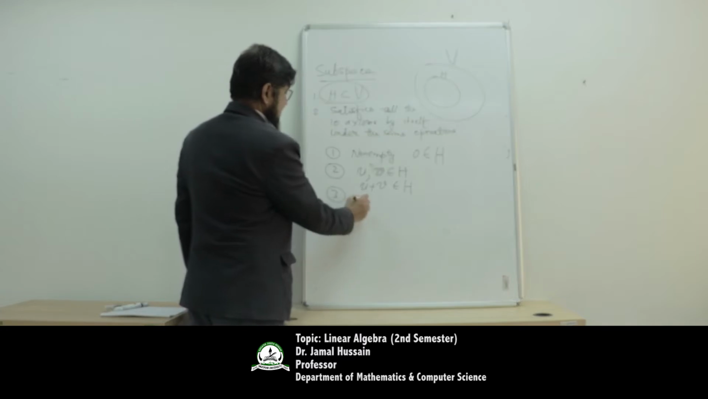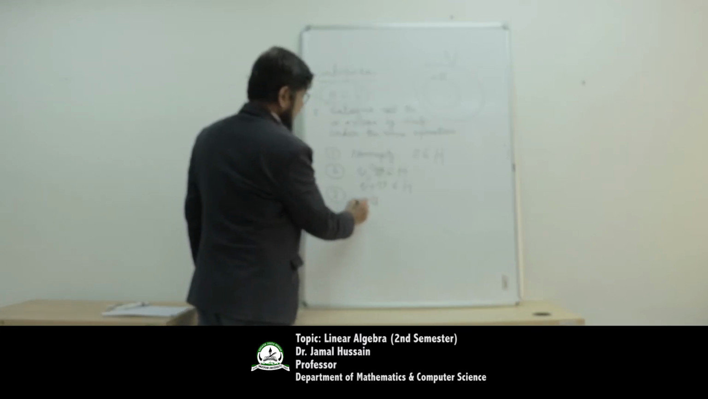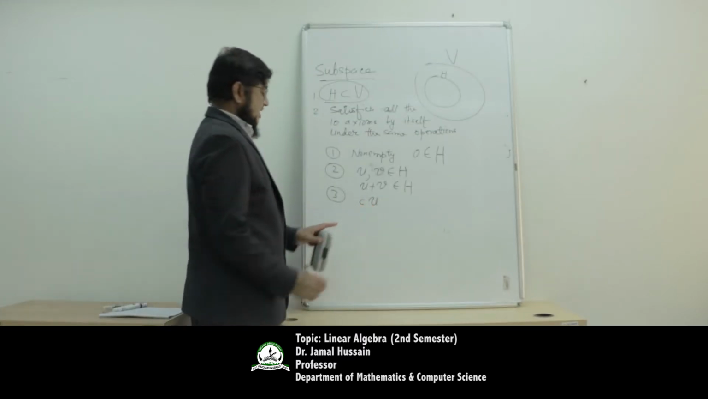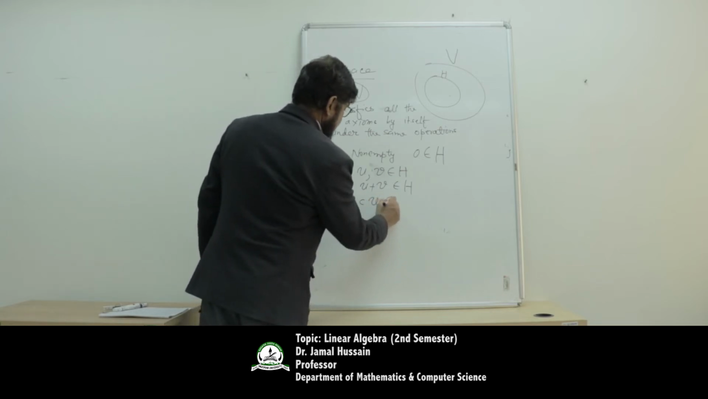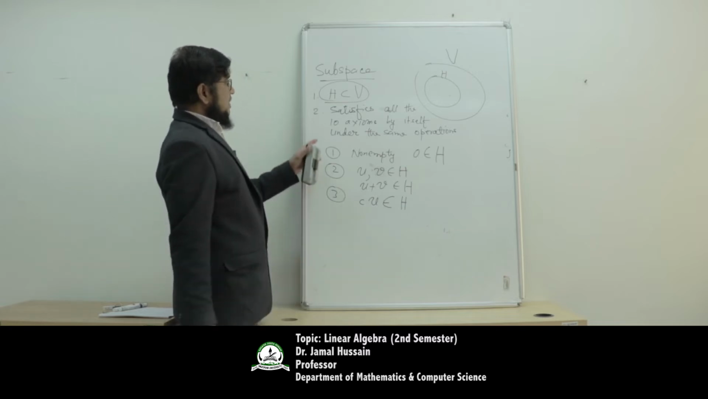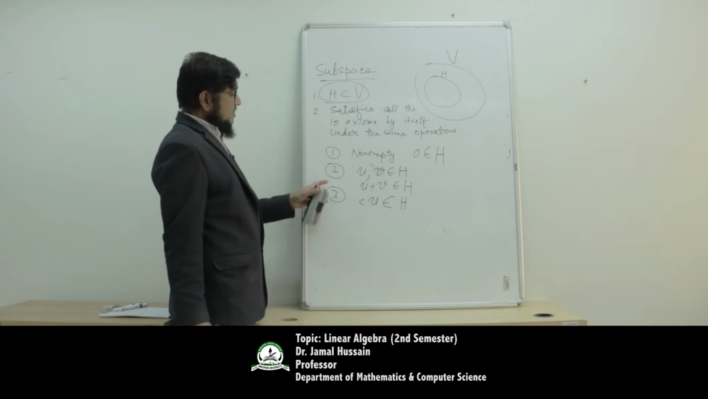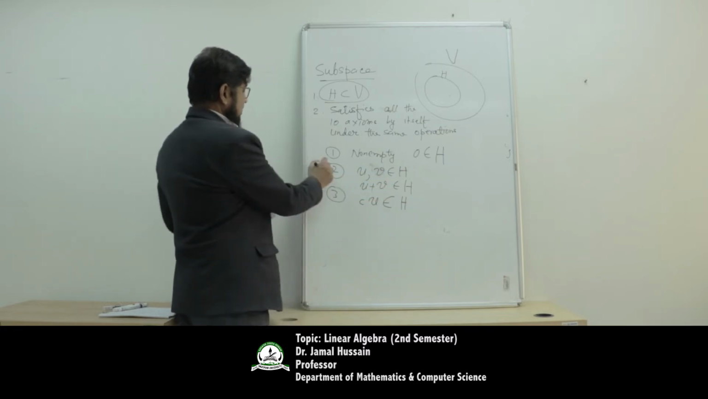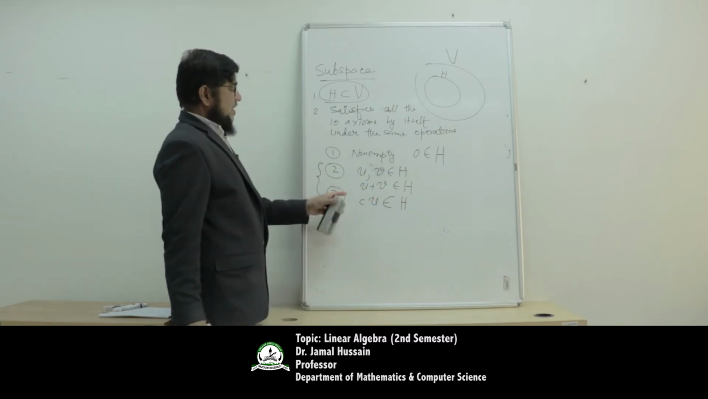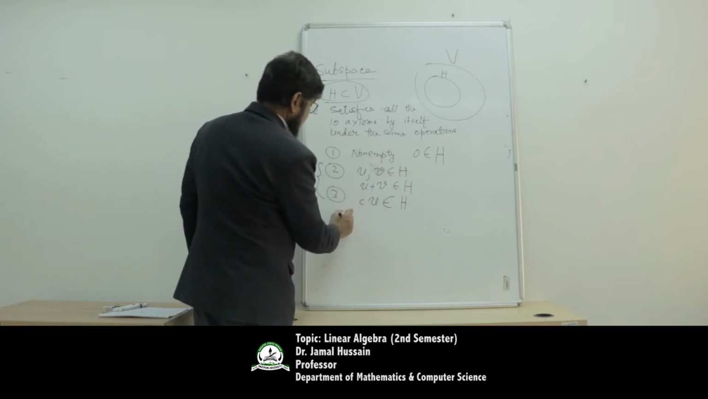And number three, scalar multiplication. If I multiply any vector by a scalar, then this also must belong to H. So, instead of verifying all the 10, we can verify only these 3. And further, one can combine number 2 and number 3 and make it one condition by writing like this.